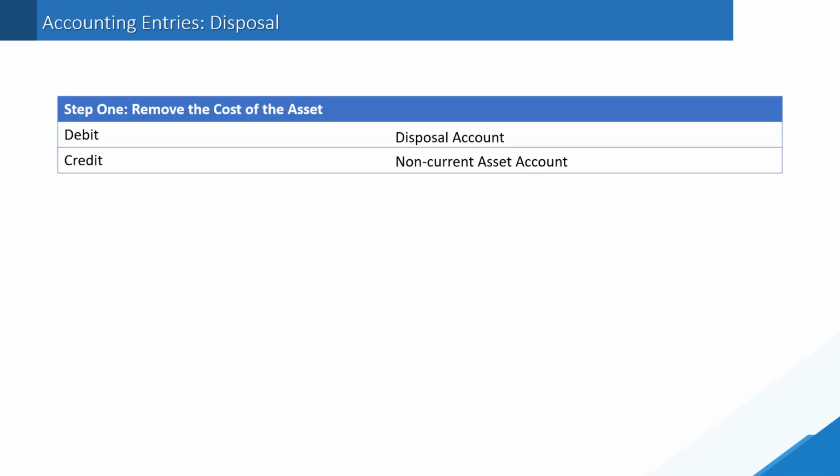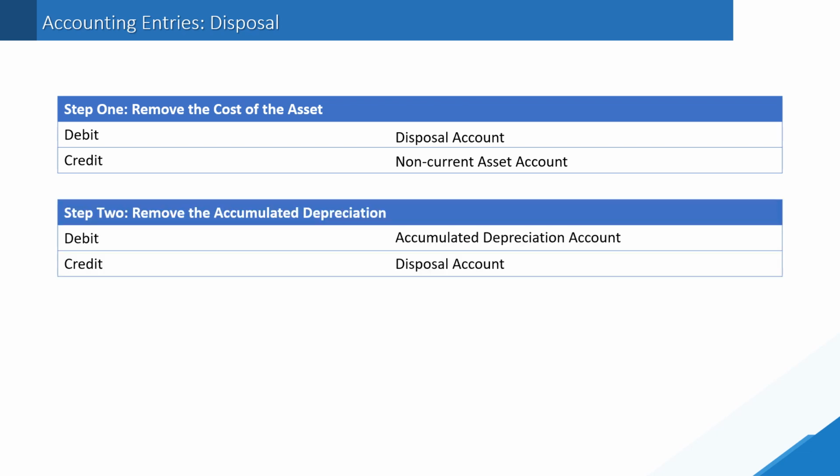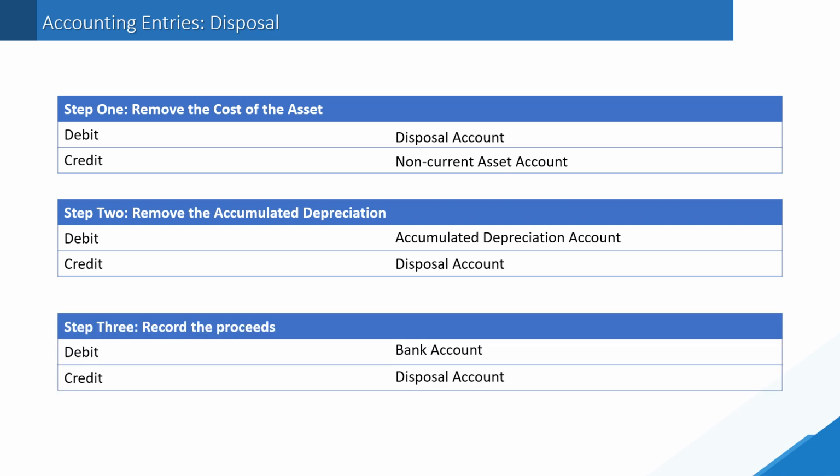Step 1, we will debit the disposal account and we will credit a non-current asset account. Step 2, we will remove the accumulated depreciation by debiting the accumulated depreciation account and crediting disposal. And step 3, we will record the proceeds by debiting the bank, money's coming into our business, and we will credit the disposal account. When we dispose of a non-current asset, we create a disposal account, and that helps facilitate the actual transaction itself. It also will help us calculate that profit or loss on disposal.